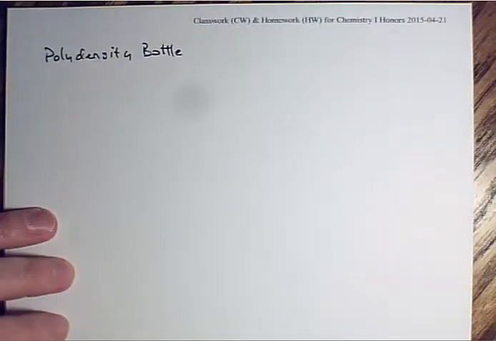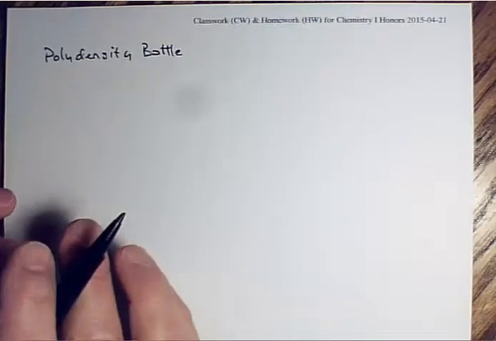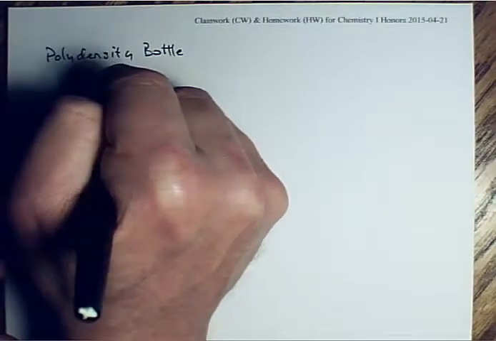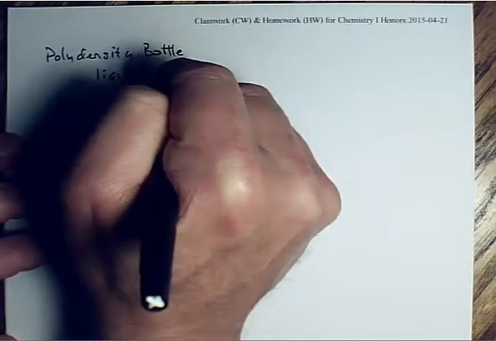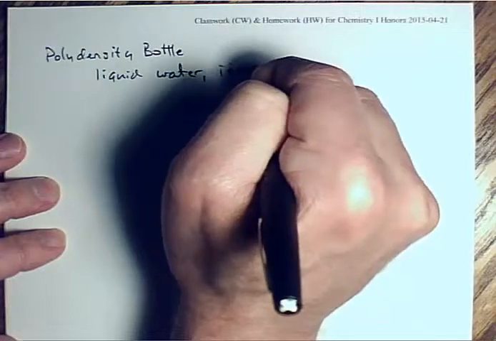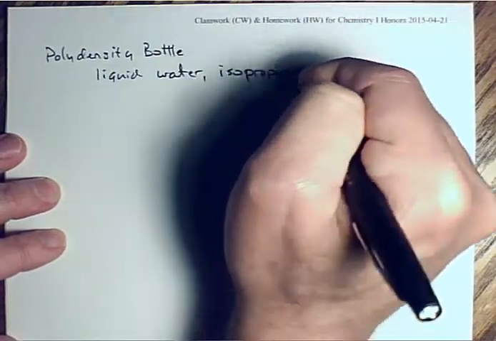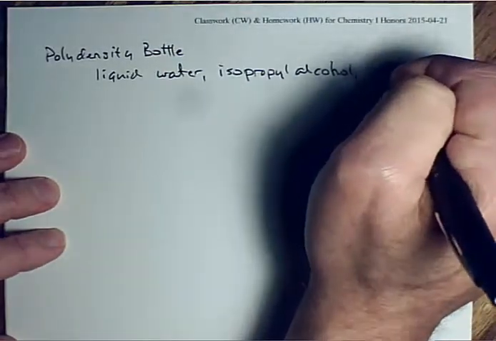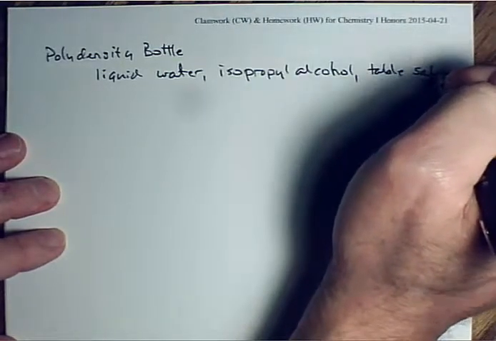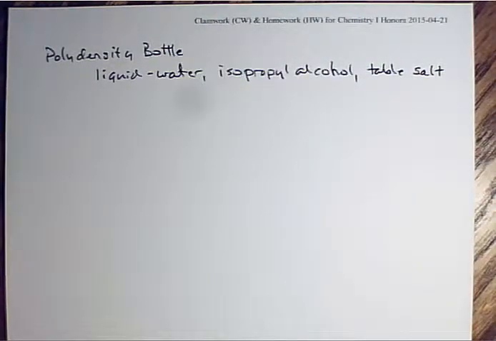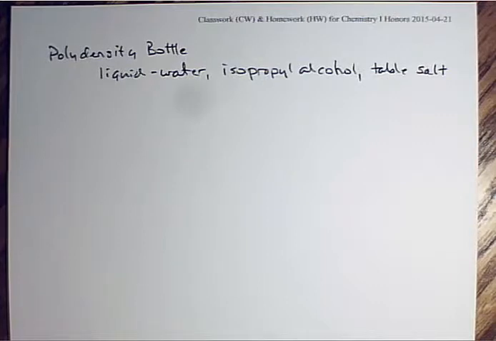And the only thing in there, in the polydensity bottle, besides the beads, the liquid part of it in there, was water, isopropyl alcohol, and table salt. Okay, the liquid was water, isopropyl alcohol, and table salt. All right.